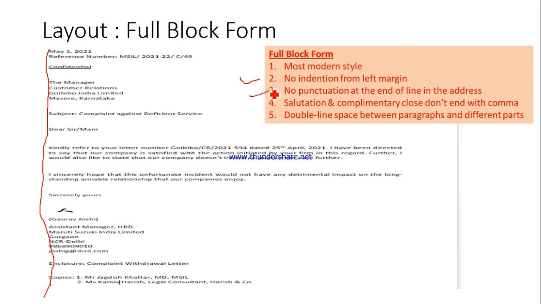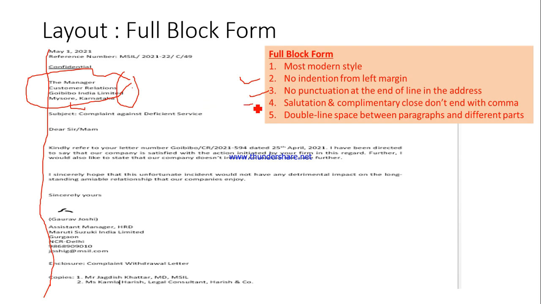No punctuation at the end of line in the address. Now where is the address line? Have a look. This is the address, the designation of the receiver and the address. Do you see any comma at the end of the line? No commas at the end of the line, but you can have a comma in between the words, not after Karnataka, not after limited, not after relations, or not after manager, but yes, in between it is allowed. Is that okay? So you should not be putting any commas here.